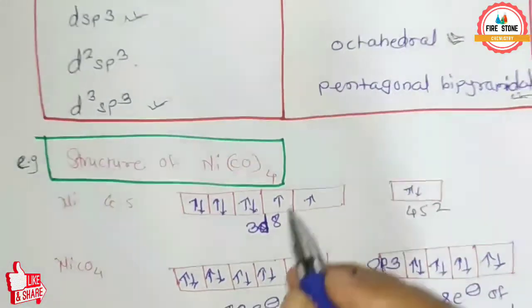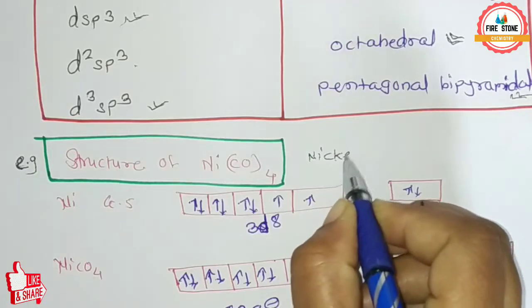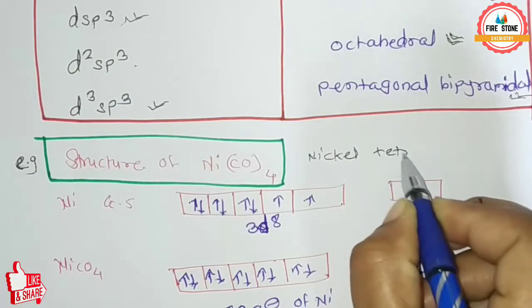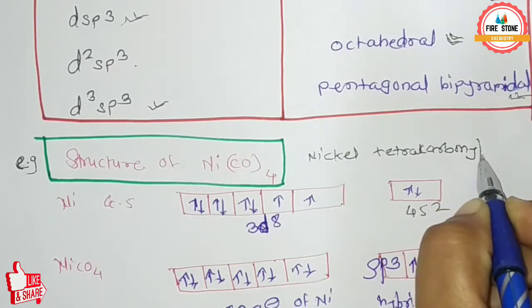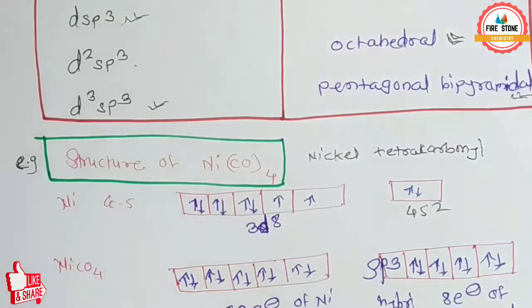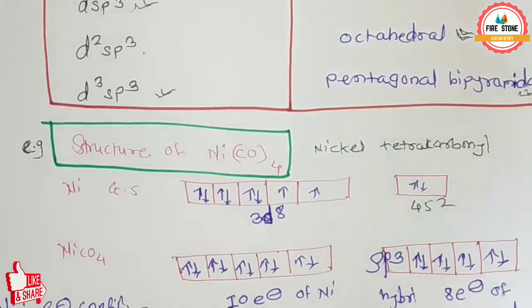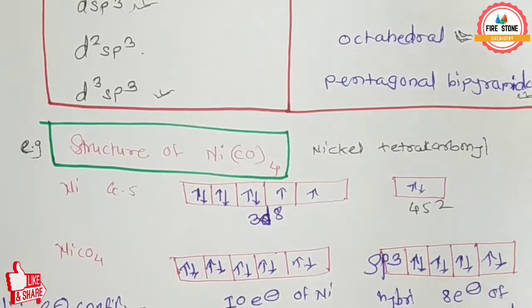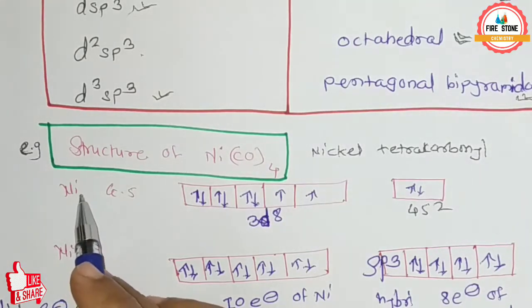So here we see one of the examples, that is Ni(CO)4, nickel tetracarbonyl. How can we calculate, or predict, the structure of nickel tetracarbonyl? Here nickel is a 3d series element.